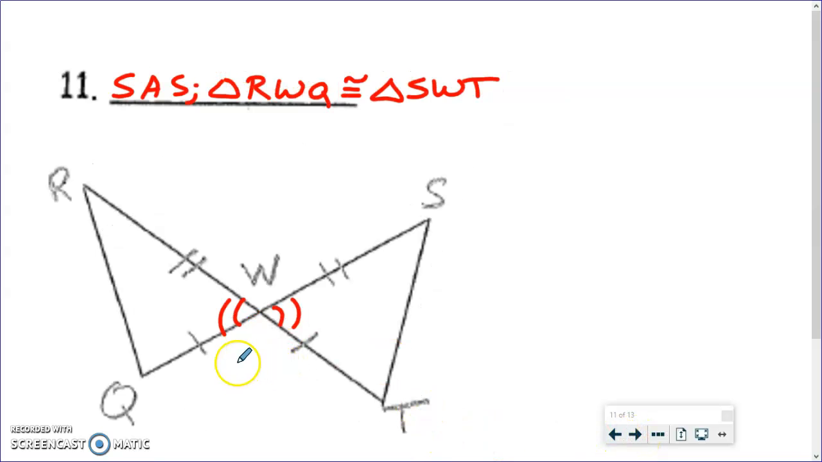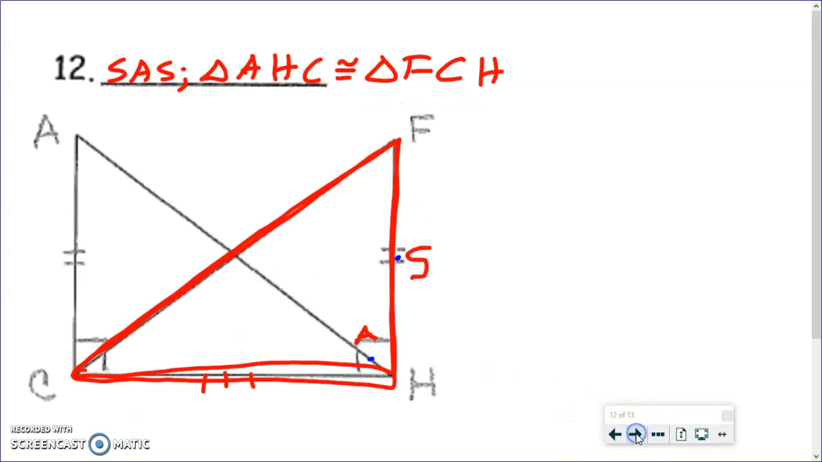Number 11. Here's side, angle, side. Vertical angle is in between. So side, angle, side is why they're congruent to each other.